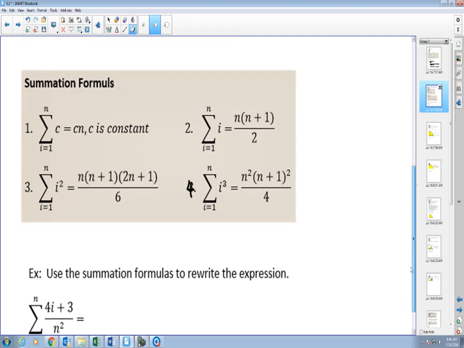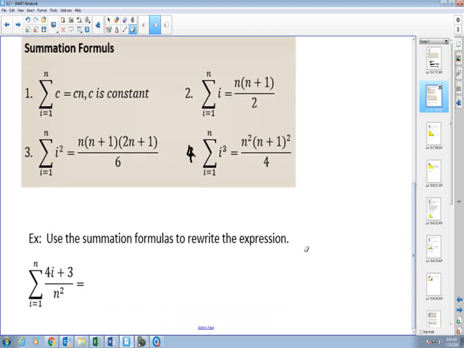So I'm going to do an example here. Use the summation formulas above to rewrite this expression, and at the end we're going to do some evaluating and begin to see the important concept as we go along. So the summation of 4i plus 3 over n squared, from 1 through n.